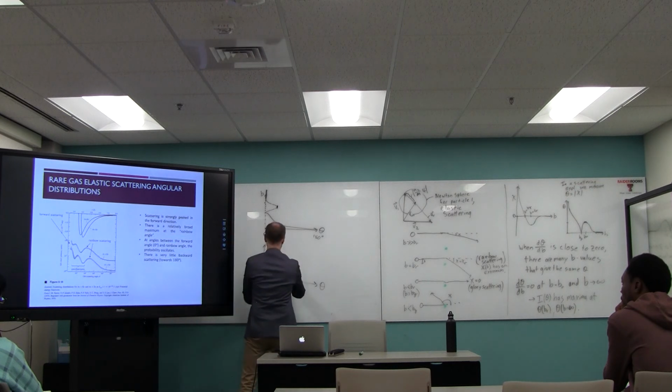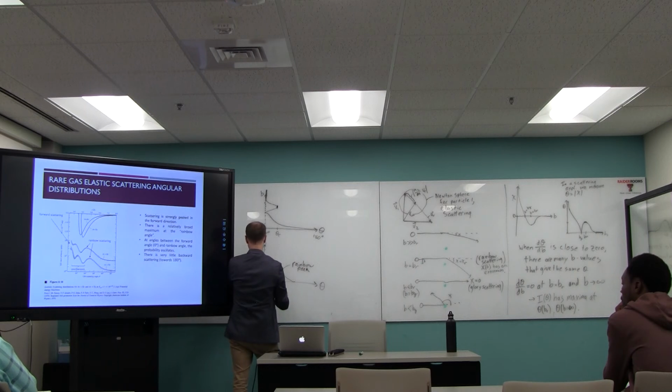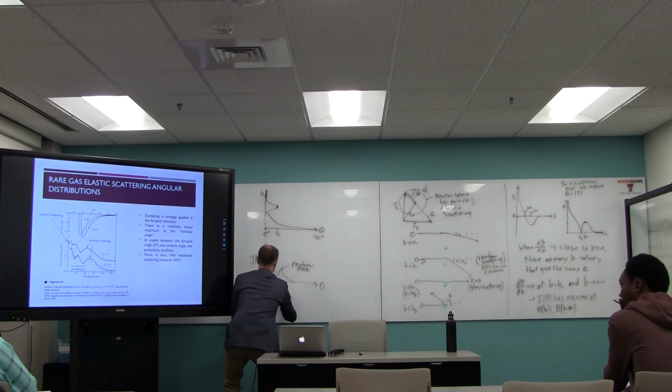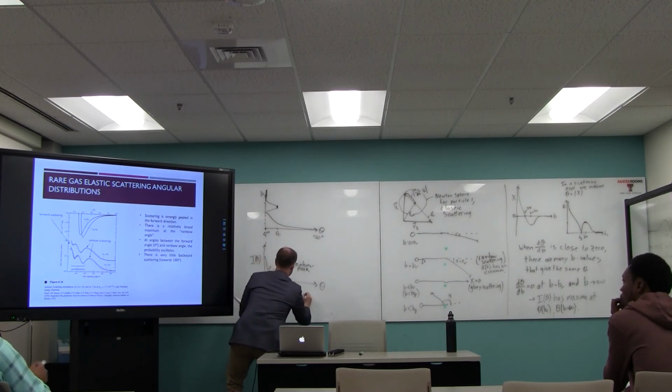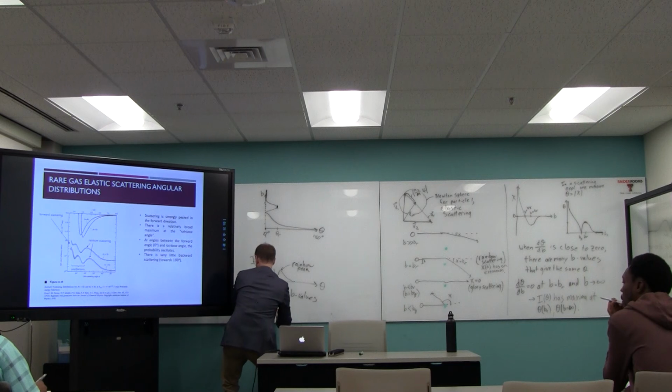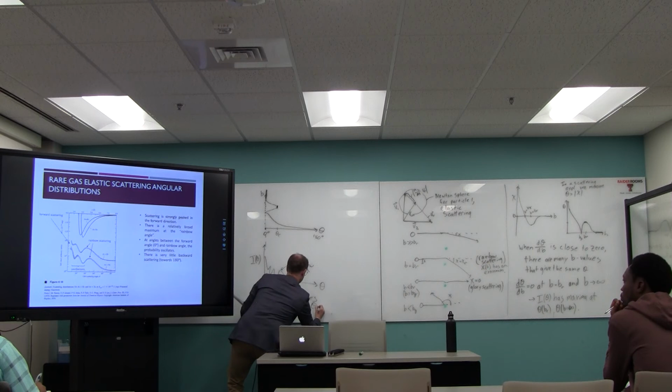Okay, so we can label this graph. This is the rainbow peak. And here you have multiple B values that lead to the same theta, and as a result you have quantum interference and oscillations.